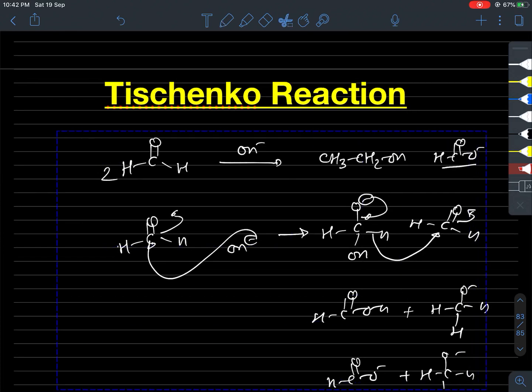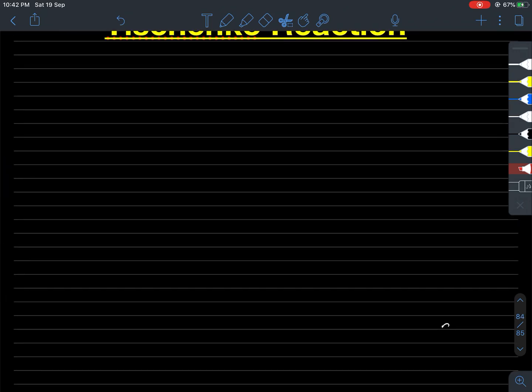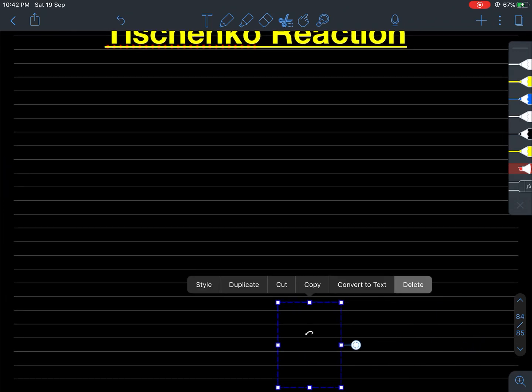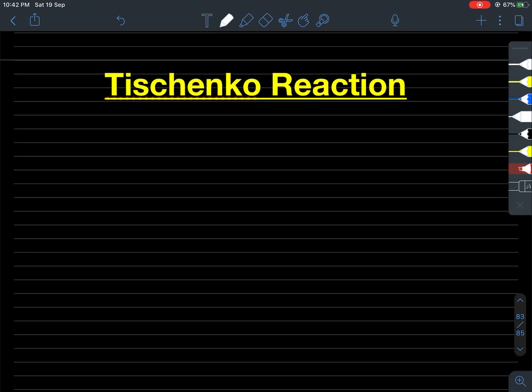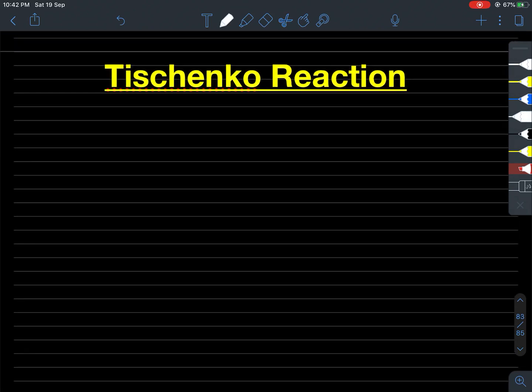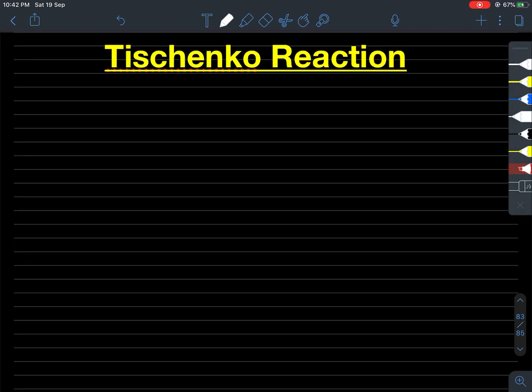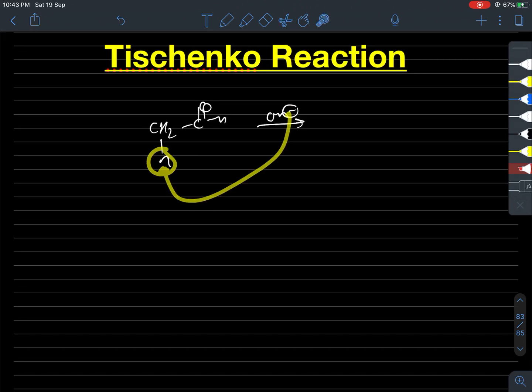Now a very similar reaction is the Tischenko reaction. The aldehyde in Cannizzaro should not have alpha hydrogen. Otherwise, if alpha hydrogen is there, there are very great chances of aldol condensation in the presence of OH minus, because OH minus will pluck out this hydrogen. Now if there is no alpha hydrogen, then Cannizzaro is possible. What about Tischenko?